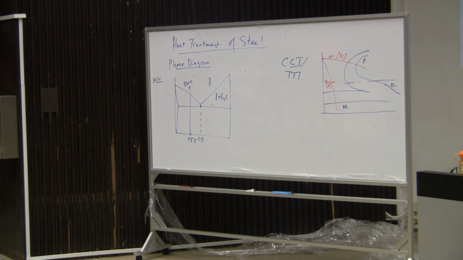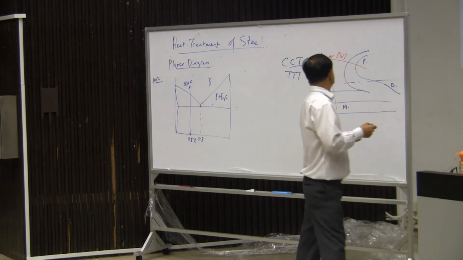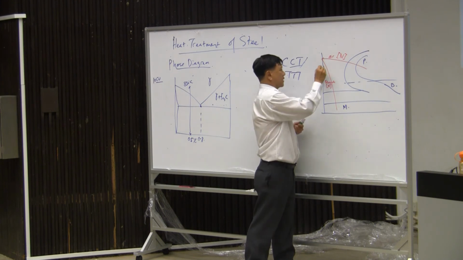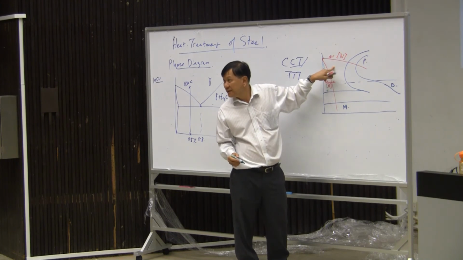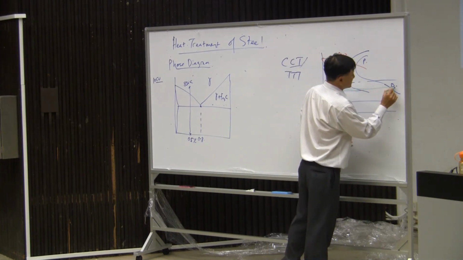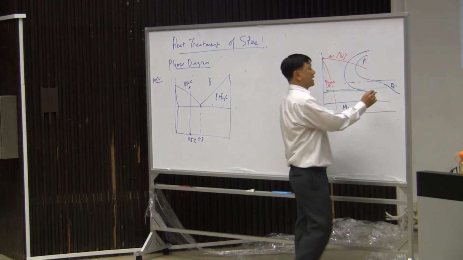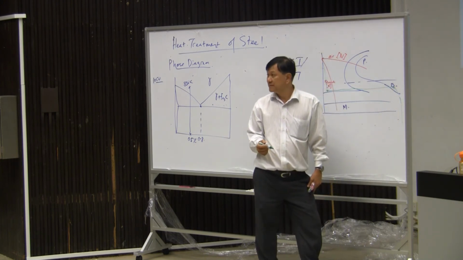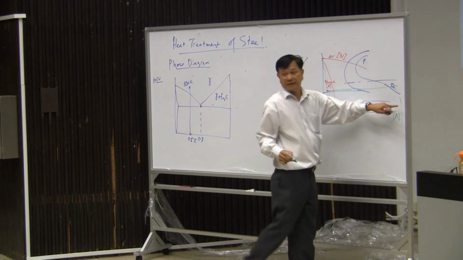Okay? And what about this? I will bring it to here. Here is austenite. And I will hold it until I come to here, which is all bainite. Then after that, I pull it. I will end up getting bainite. This is actually what? Austenite.